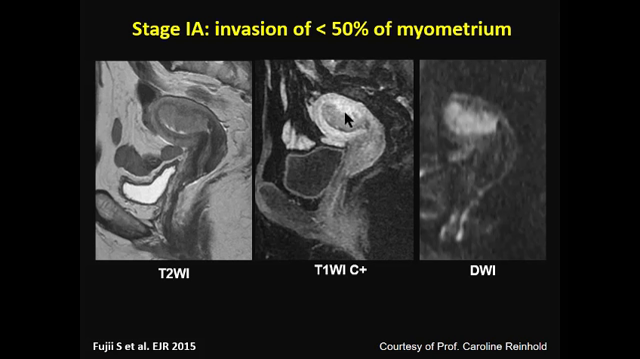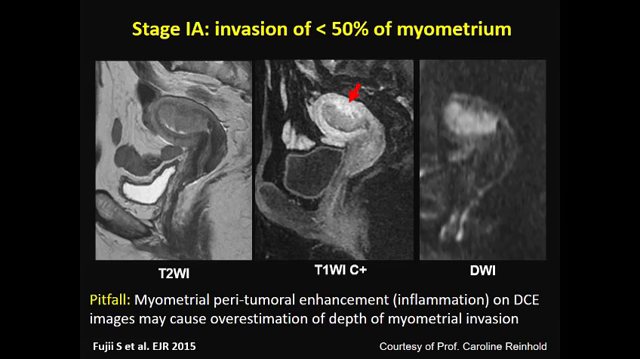What I want to point out here is this bright area, which I've seen it called before a myometrial invasion. This is just peritumoral inflammation. It's a very, very nice paper from our Japanese colleagues here, and I encourage you to read because it is a pitfall that you'll encounter very frequently. So again, peritumoral enhancement is an inflammation. It's actually not deep myometrial invasion.